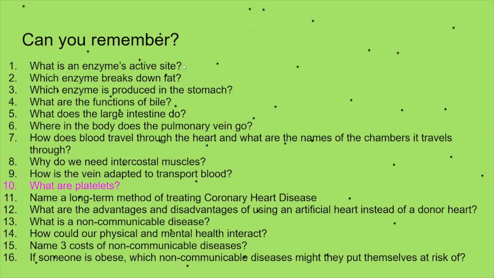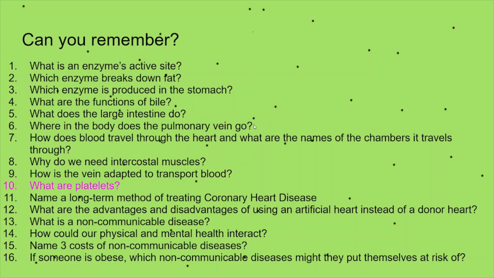So an enzyme's active site is where the substrates bind to. Remember, it's specific, and lipase breaks down fat. Pepsin is produced in the stomach. Bile emulsifies fat, so it has a higher surface area so that lipase can break it down more easily, and it neutralizes stomach acid in the small intestine so that the enzymes there can work more effectively. The large intestine absorbs water from food to form feces.